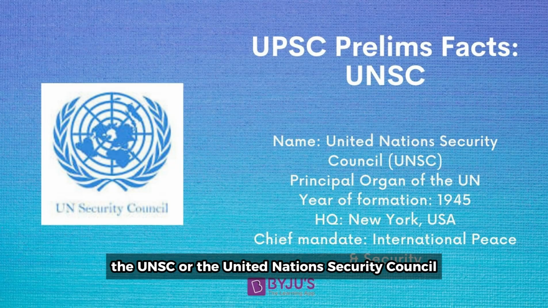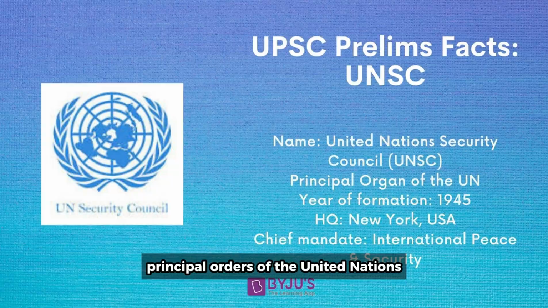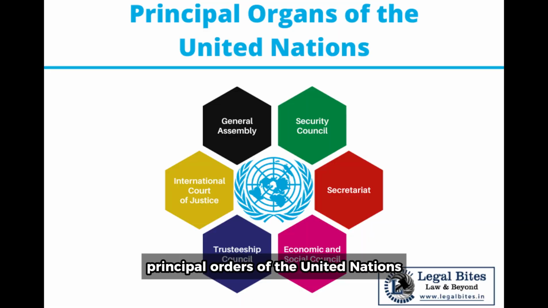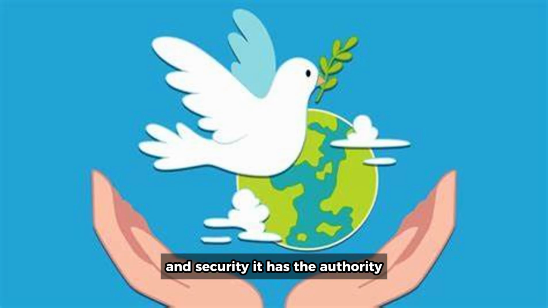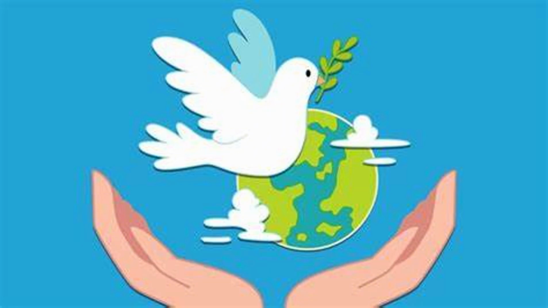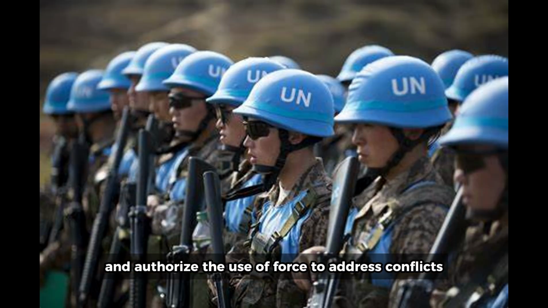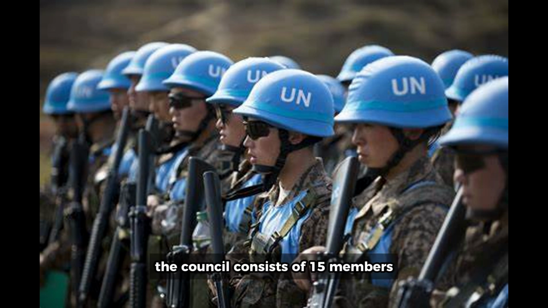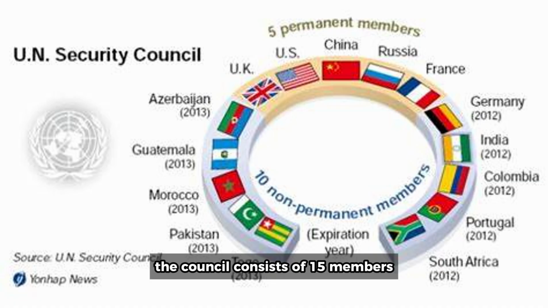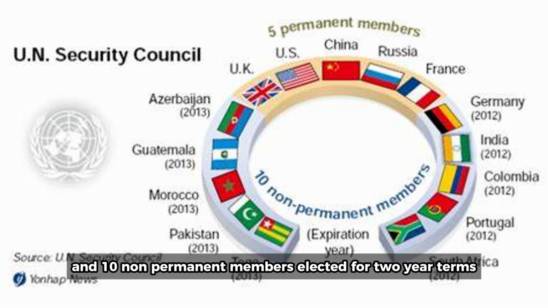The UNSC, or the United Nations Security Council, is one of the six principal organs of the United Nations, tasked with maintaining international peace and security. It has the authority to establish peacekeeping operations, impose sanctions, and authorize the use of force to address conflicts. The Council consists of 15 members, 5 permanent members, and 10 non-permanent members elected for 2-year terms.